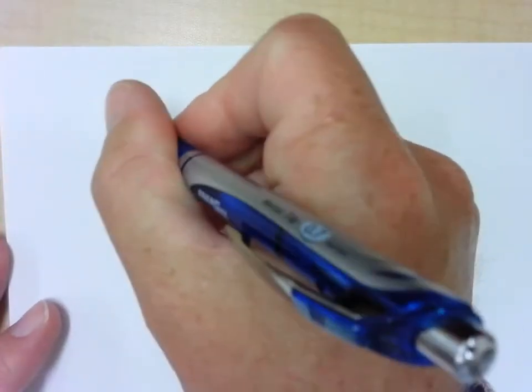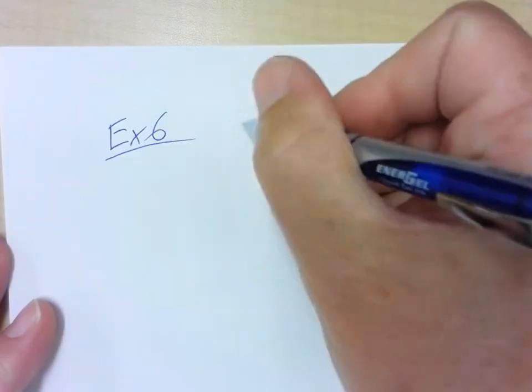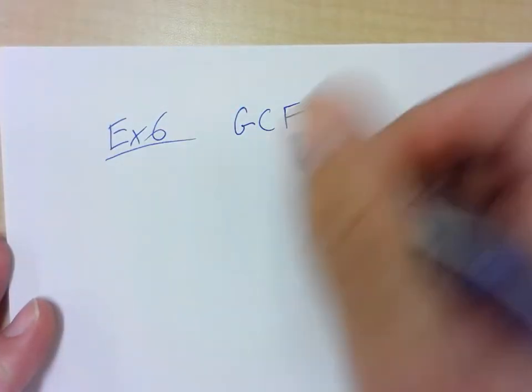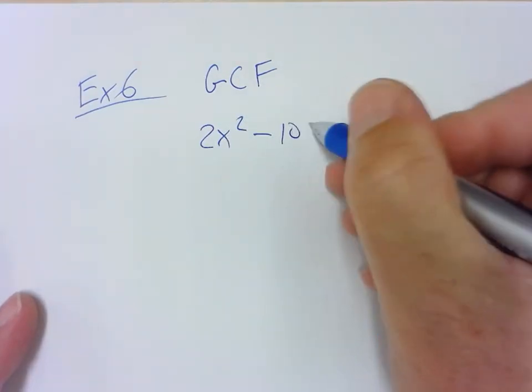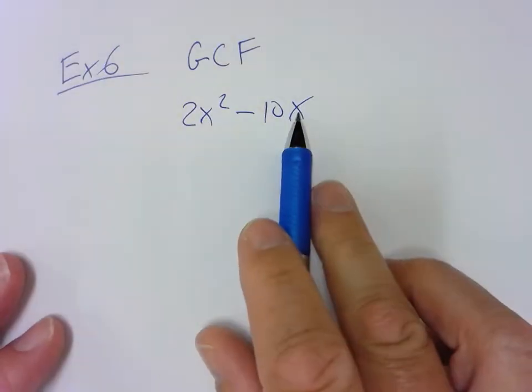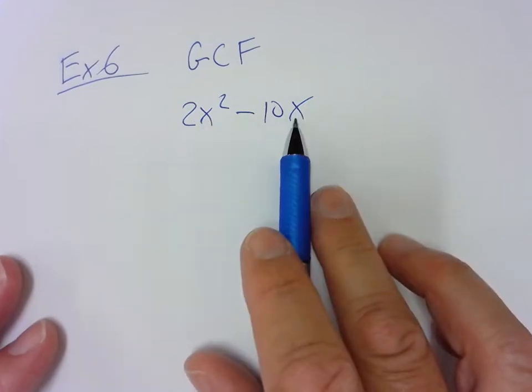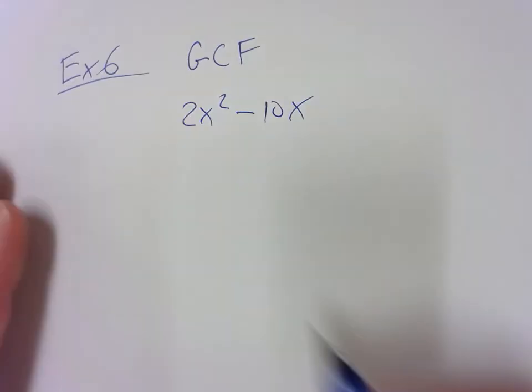Example 6 is another GCF, but it looks a little bit differently. So example 6, we got a GCF here. And this time I only have two terms, 2x squared minus 10x. Now there's an x in common between the two of them. So if you don't see that, let me break this down here.